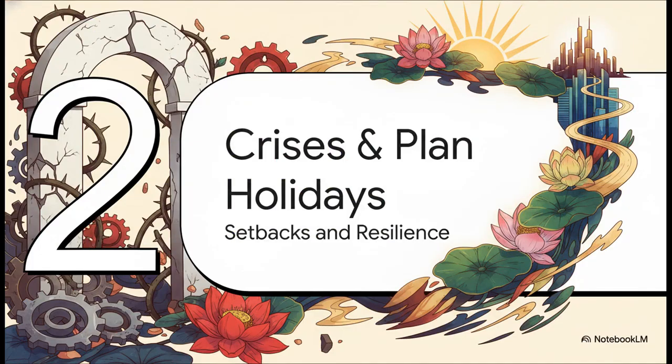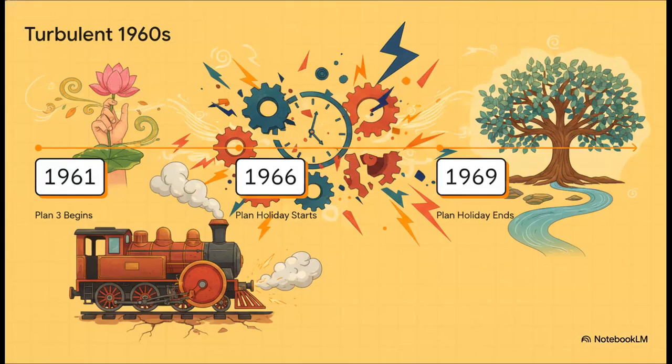Section 2. Crises and plan holidays, devastating setbacks and resilience. So all that optimism and momentum from the early 50s, it hit some massive, absolutely devastating roadblocks in the 1960s. The decade started normally enough with Plan 3 in 61, but by 1966, the traditional 5-year cycle was completely broken. They were forced into a 3-year pause before the next official plan could even begin.